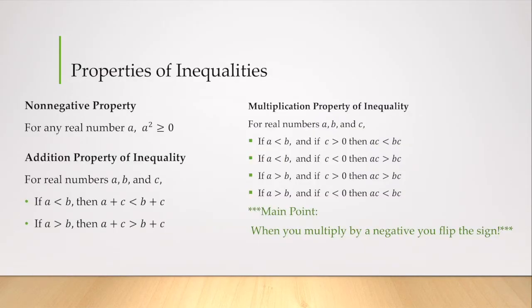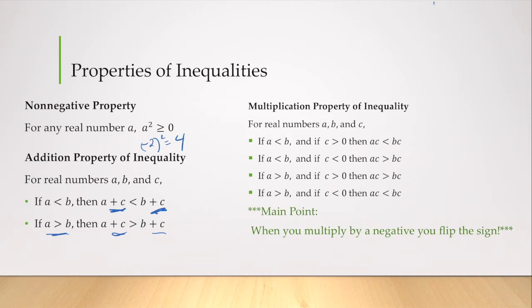So here's a couple properties of inequalities. For any real number a, a squared is greater than or equal to 0, because any negative number squared becomes positive. If I have a is less than b and I add a constant to both sides, then a will still be less than b. If I have a is greater than b and I add the same constant to both sides, again, keeping all things equal, I still have an inequality.